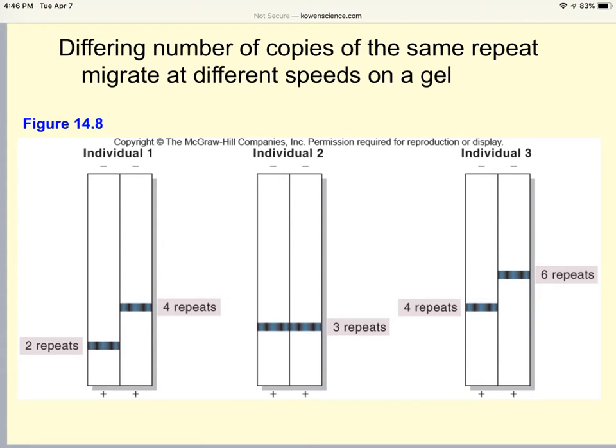So what happens is that depending on the sizes of DNA, the smaller the fragment, the faster it's going to move, and the larger the fragment is, the slower it's going to move. So when we use a gel and do electrophoresis, what we do is we look at the repeats, and we'll use an enzyme. We're going to cut the DNA at very specific places. It's going to make these small fragments.